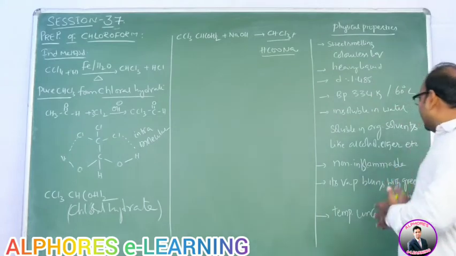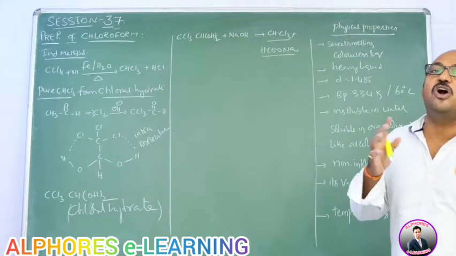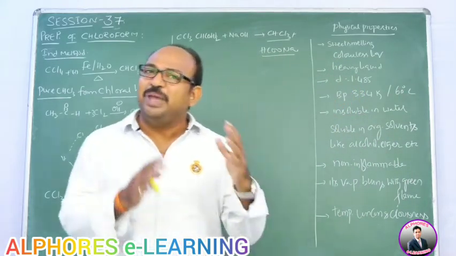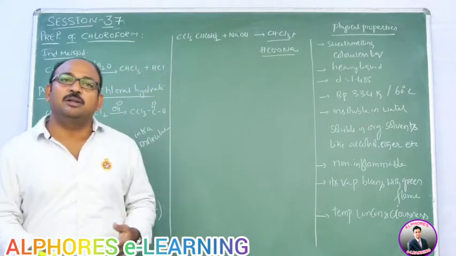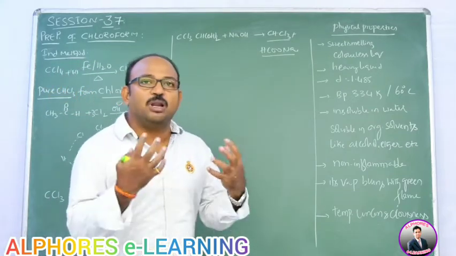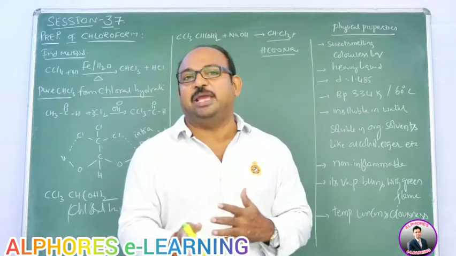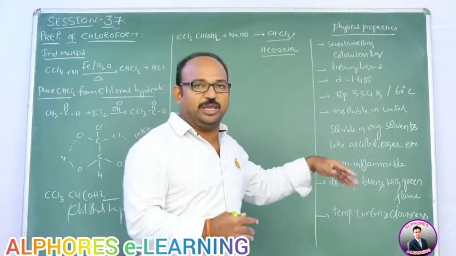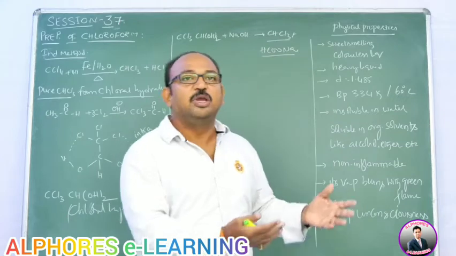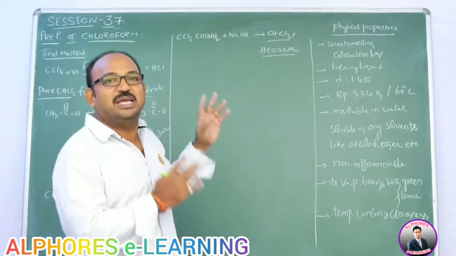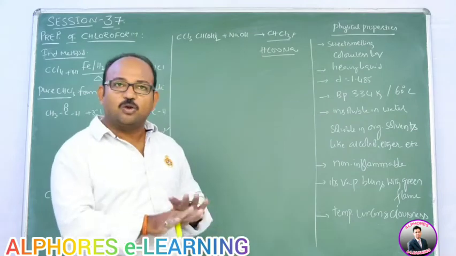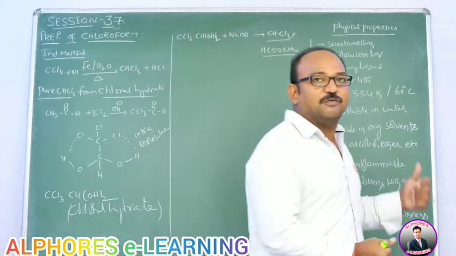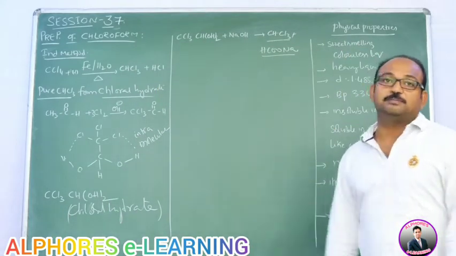And the next one is that it causes temporary unconsciousness. Once upon a time, chloroform was used as an anesthetic for major surgeries. But later on, people came to know that by using more and more chloroform, the liver gets damaged. So right now it has been replaced by other gaseous anesthetics like halothane. Okay, these are the physical properties of chloroform.